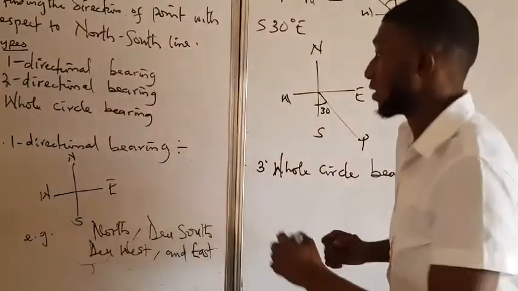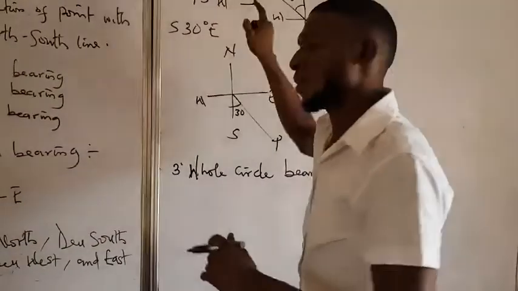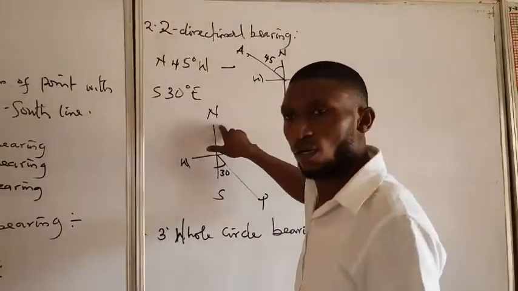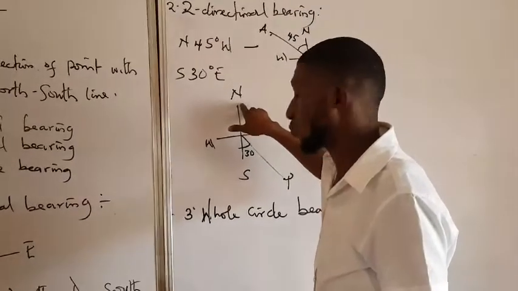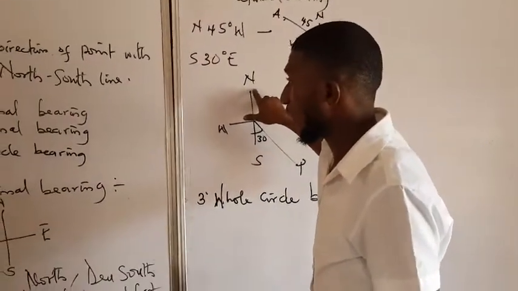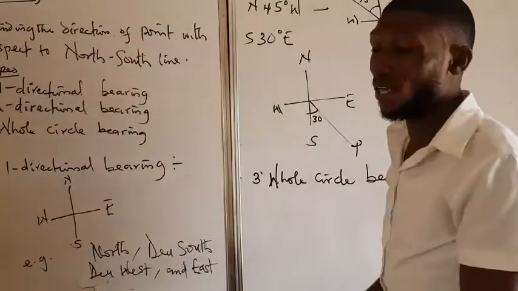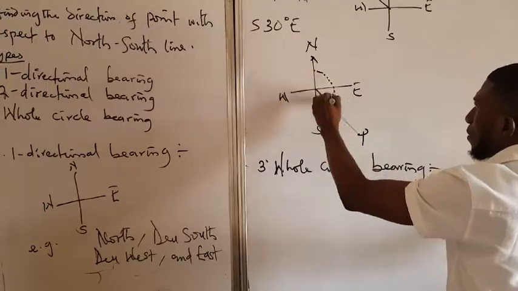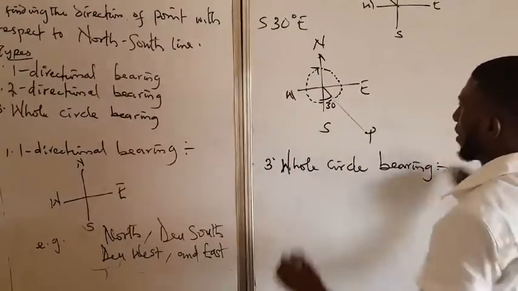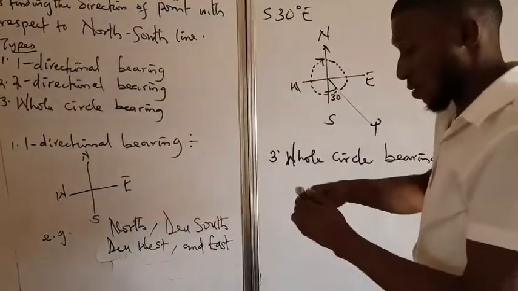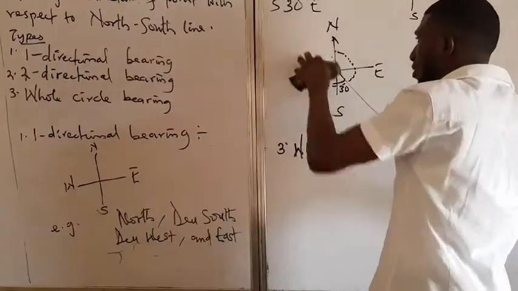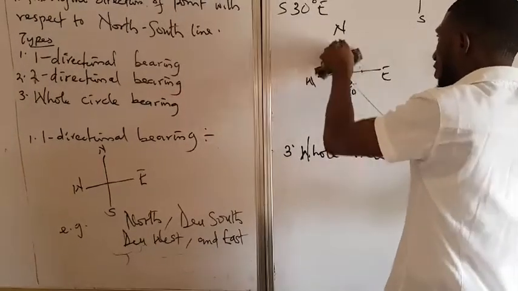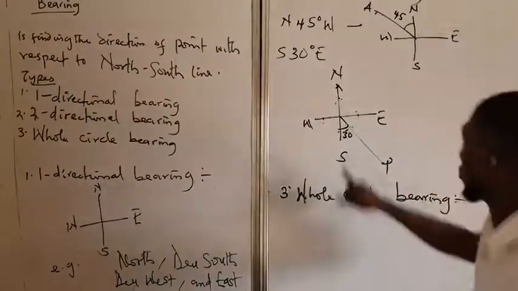For this whole circle bearing, it means that we are talking about the complete circle here, and it is always measured from the north line. It's always measured from the north pole, and it is always to the clockwise side. Let's say if it's coming from this side, we measure like this, clockwise from the north pole. We don't measure it from the east or the south, always from the north, because the compass always points towards the north.